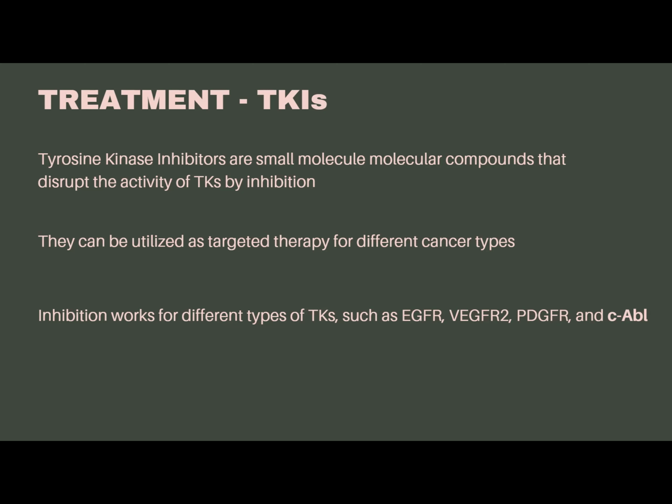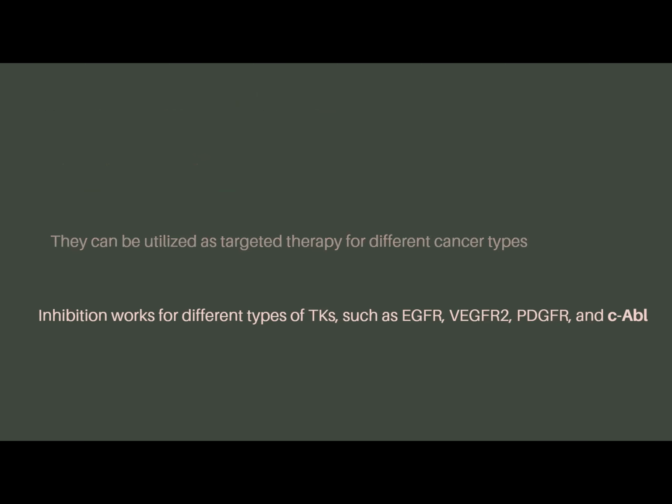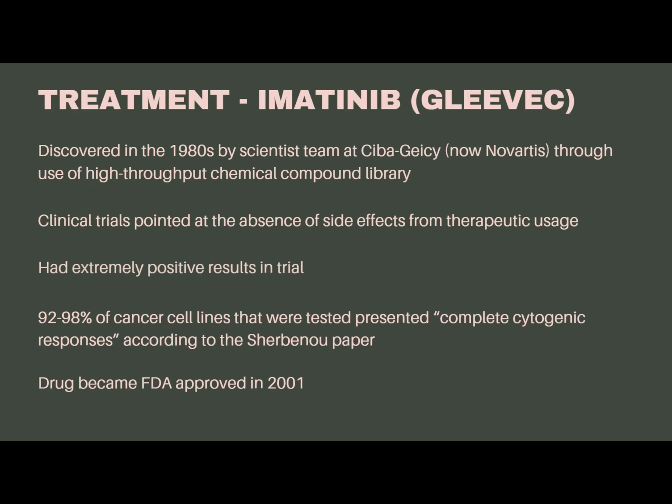I forget what ST stands for. It's that cancer that is mentioned in the paper too. And ABL. So, in the 1980s or some part of the decade, the scientist team at Ciba-Geigy, which is now Novartis, a big pharma company, found this molecule through high throughput chemical libraries.